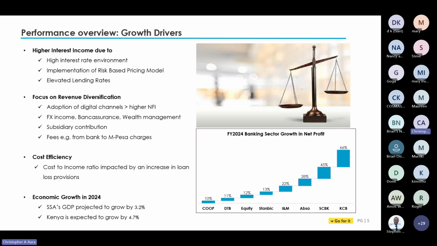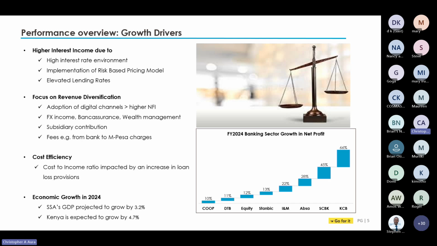One is higher interest income. So for 2024, we know that we were having an elevated interest rate environment. And for this, banks gained a lot from their investments in government securities, because in 2024 that's when we saw IFBs going at around 17, 18%. So from that, they made huge income.